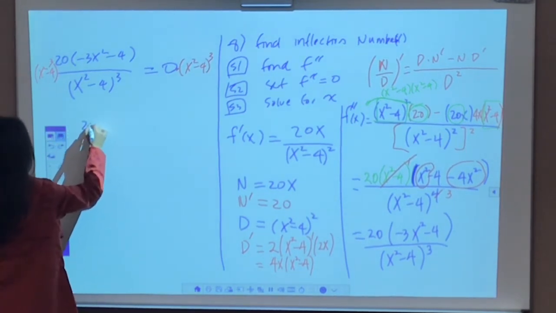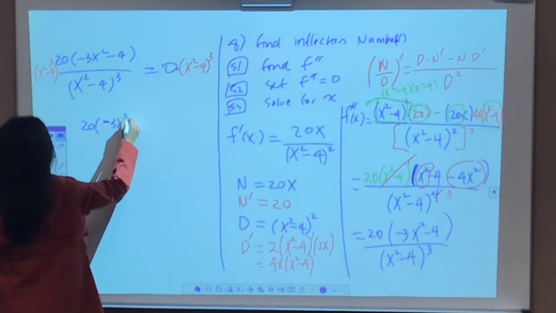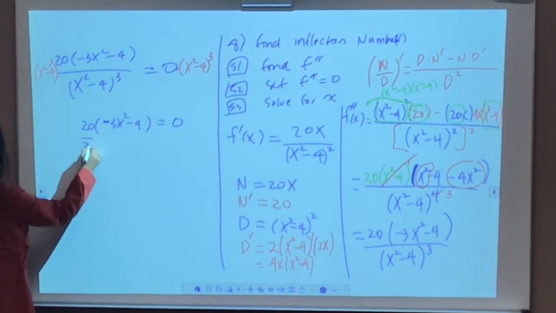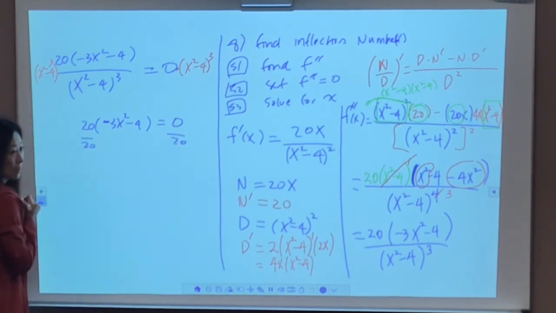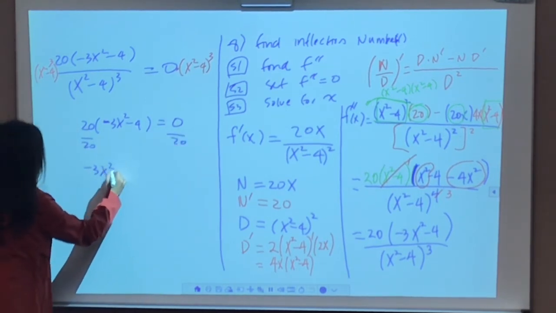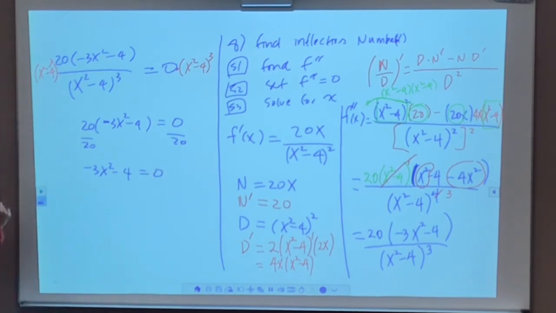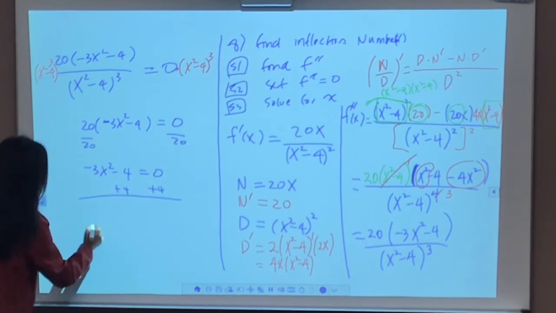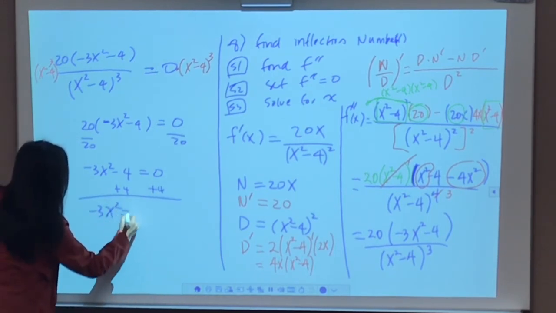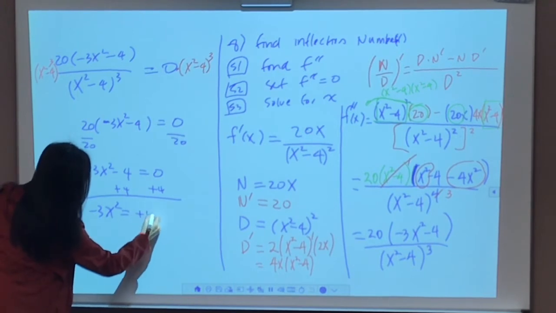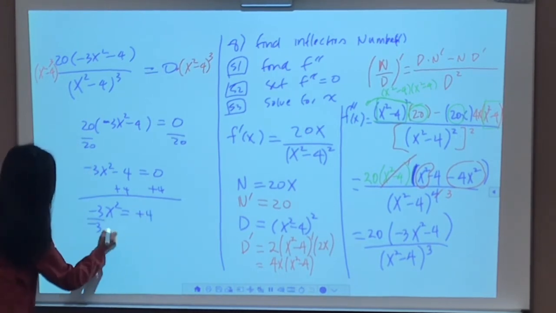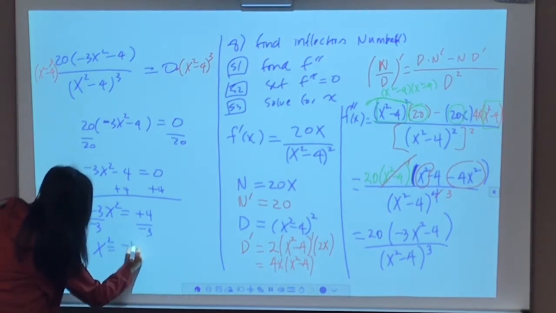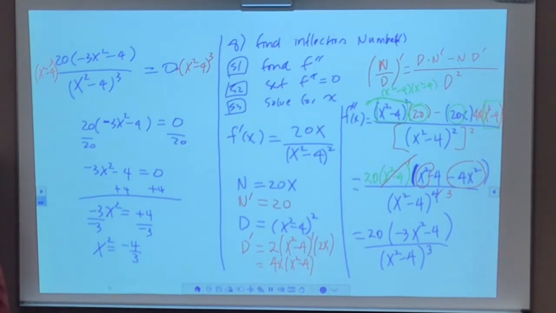So now you're left with a 20 and then negative 3x squared minus 4 equal to 0. And then you divide it by 20. So you have negative 3x squared minus 4 equal to 0. Plus 4. So negative 3x squared is equal to positive 4 divided by negative 3. So x squared is equal to what? Negative 4 over 3. All right.